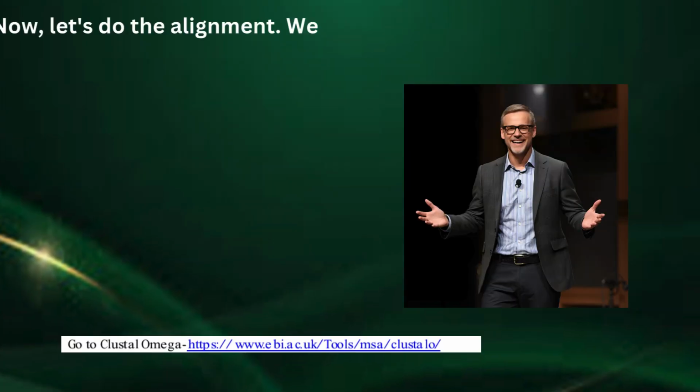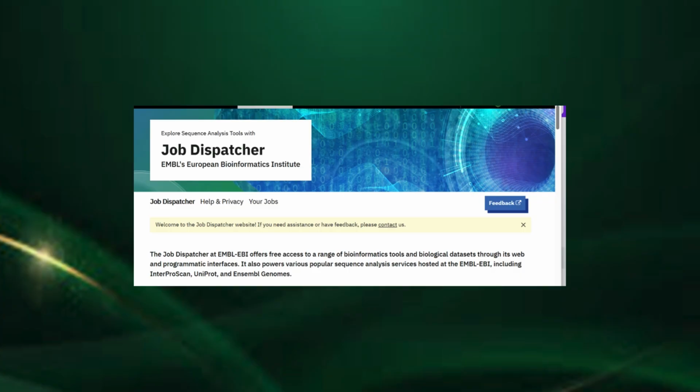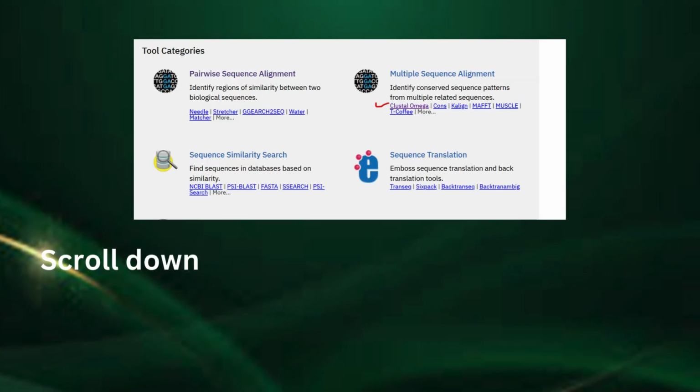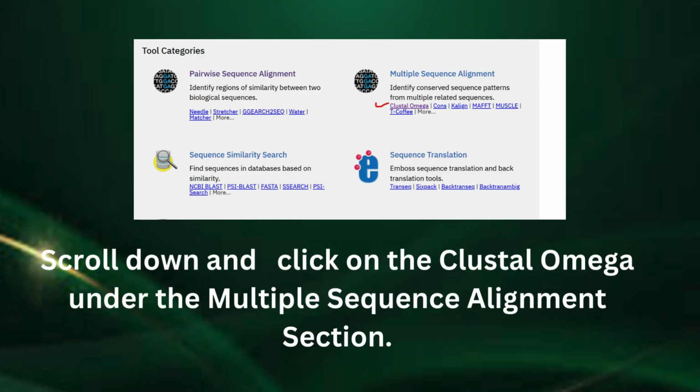Now, we want to do the alignment. We shall use the Clustal Omega software. Click on the link displayed on the screen. The link is also supplied in the comment section for easy access. That will take you to the site displayed on the screen. Scroll down and click on the Clustal Omega under the Multiple Sequence Alignment section.